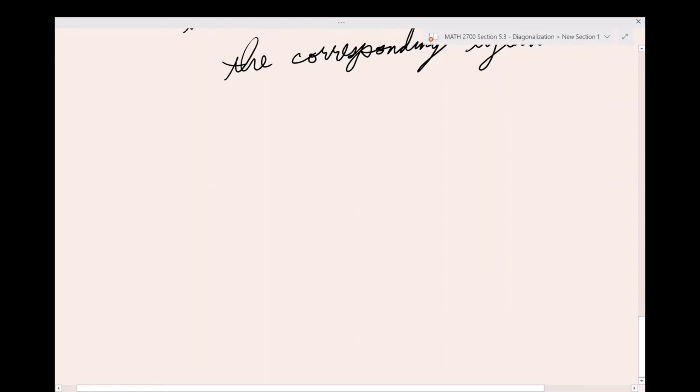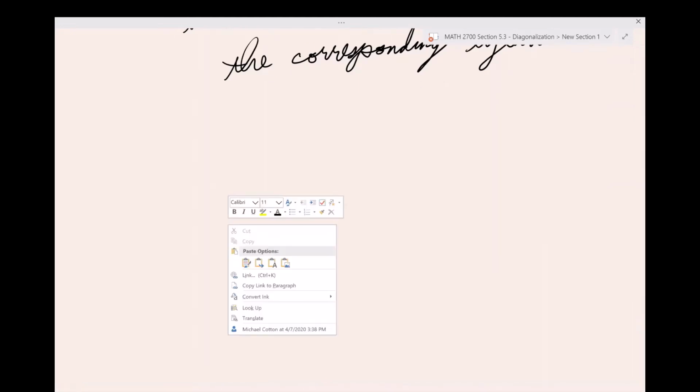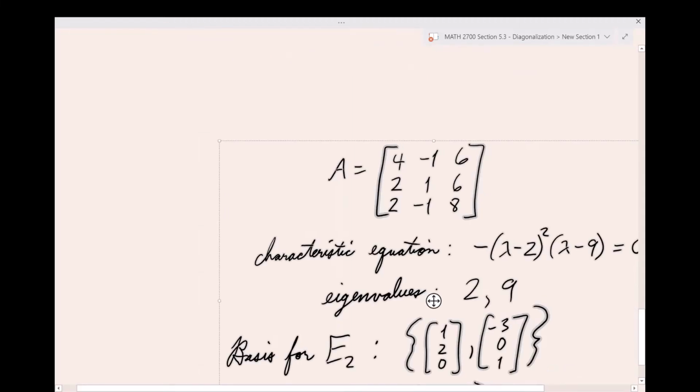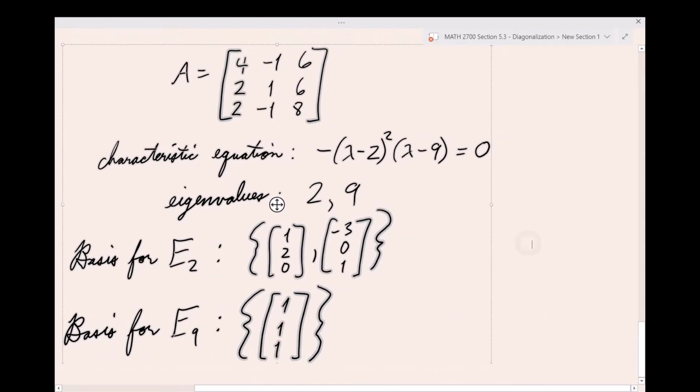And so let's see an example. Let's go back to our matrix A that we were using last time. So here, my eigenvalues were 2 and 9, and for the eigenvalue 2, a basis for that eigenspace was these two vectors. And then for the eigenvalue 9, a basis for that eigenspace was this vector.